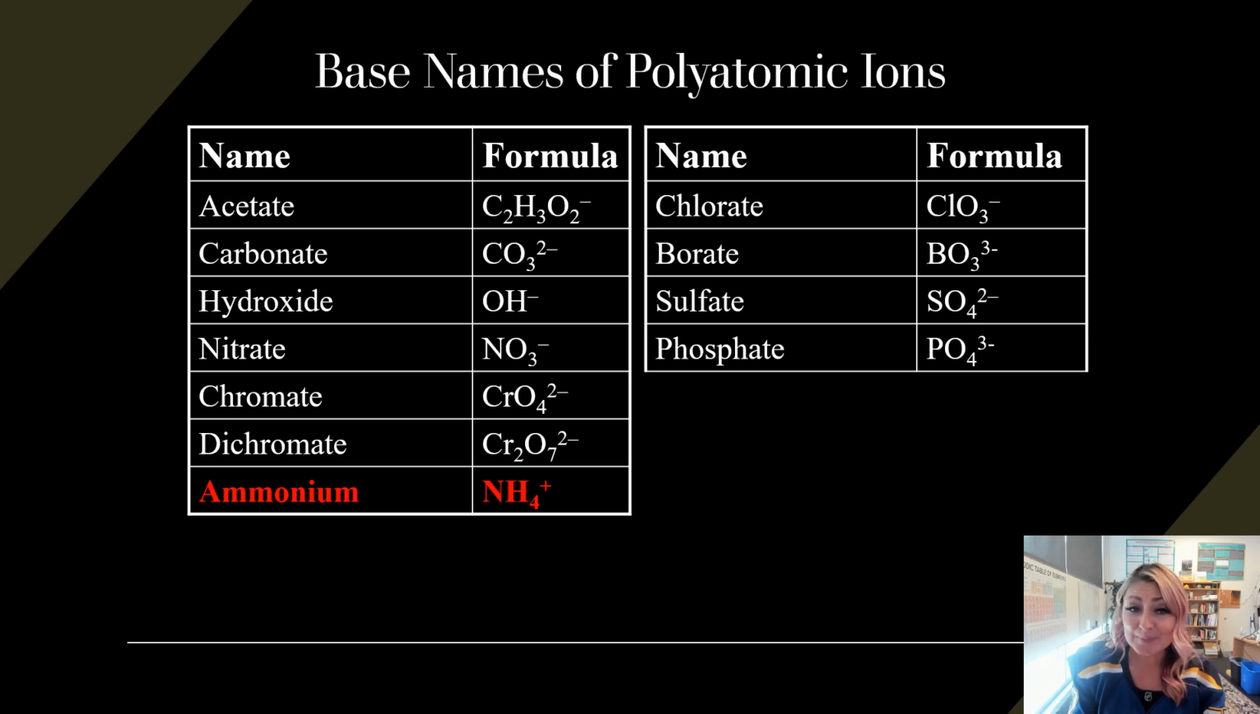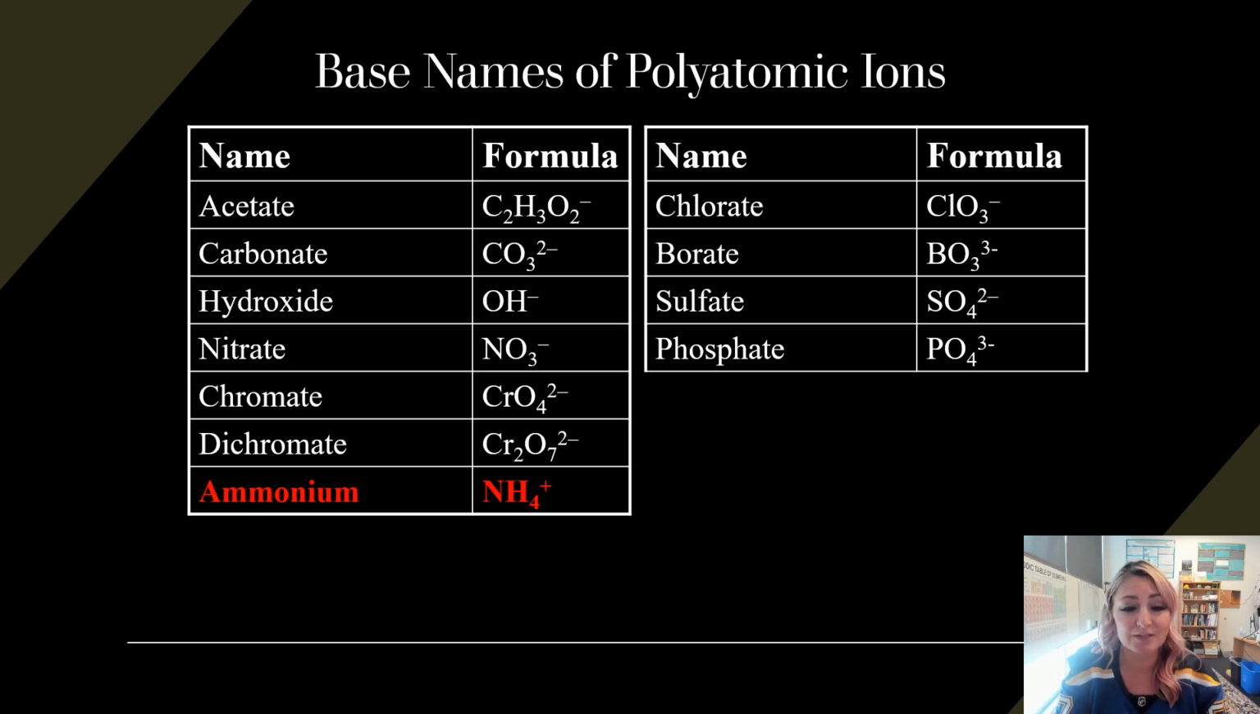So here are some examples of base names for polyatomic ions. We have acetate, carbonate, hydroxide, nitrate. Most of these are ATE ions. Most of them are also negatively charged. The exception is ammonium, which does have a positive charge. You do treat it like a cation. It does get to go first. It is still an ionic compound. It is the odd duck out. So we're going to kind of ignore it for now, but we will see it again.